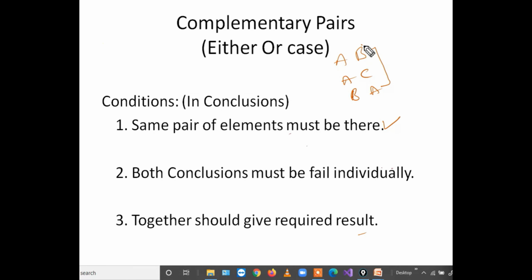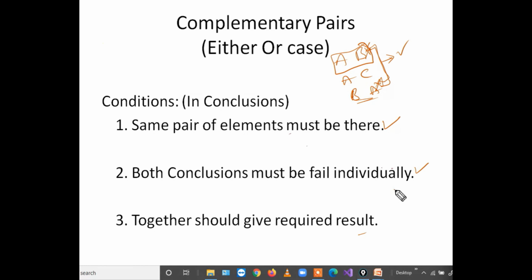So this should fail individually and it should fail individually. Because why? Because if one can do 100% work, he doesn't need to take the help from the other person. But he cannot do individually. He also cannot do individually. Then they will try together. So that's why both the conclusions must fail individually. Next, together should give the required result.